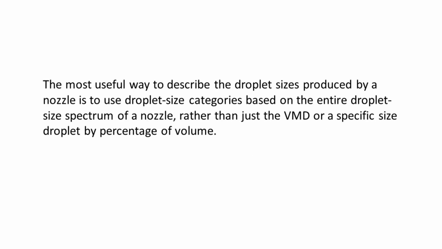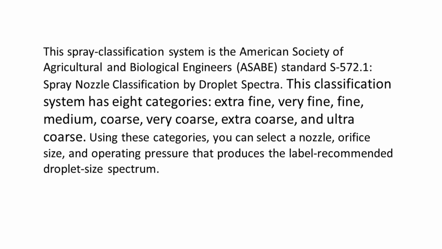The most useful way to describe the droplet sizes produced by a nozzle is to use droplet size categories based on the entire droplet size spectrum of a nozzle, rather than just the VMD or a specific size droplet by percentage of volume. The spray classification system is the American Society of Agricultural and Biological Engineers ASABE Standard S-572.1, Spray Nozzle Classification by Droplet Spectra. This classification system has 8 categories: extra fine, fine, medium, coarse, very coarse, extra coarse, and ultra coarse.